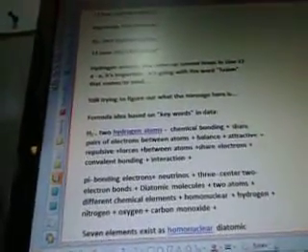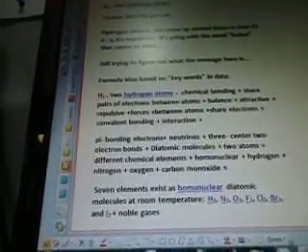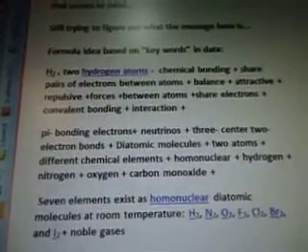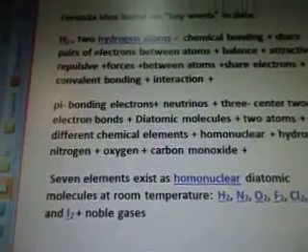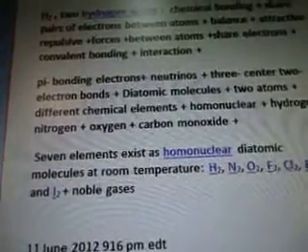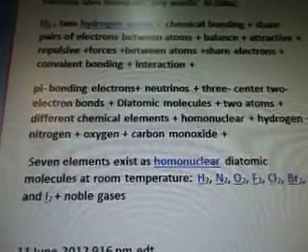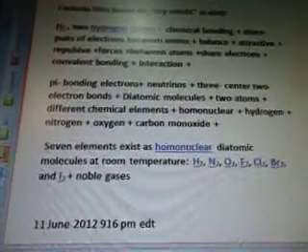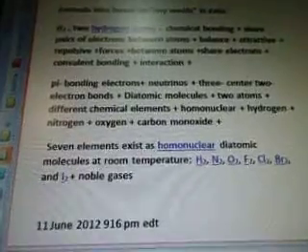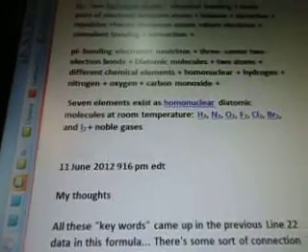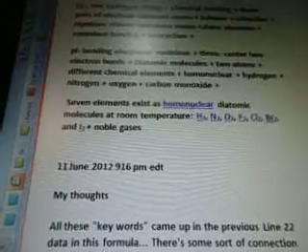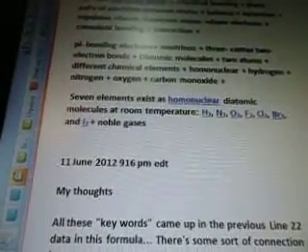Formula ID is based on the keywords in the data. H2 plus 2 hydrogen atoms plus chemical bonding plus shared pairs of electrons between atoms plus the balance plus attractive plus repulsive plus forces plus between atoms plus shared electrons plus covalent bonding plus interaction plus pi bonding electrons plus neutrinos plus 3 center 2 electron bonds plus diatomic molecules plus 2 atoms plus different chemical elements plus homonuclear plus hydrogen plus nitrogen plus oxygen plus carbon monoxide plus 7 elements exist as homonuclear diatomic molecules at room temperatures: H2, N2, O2, F2, Cl2, Br2, and I2 plus noble gases.